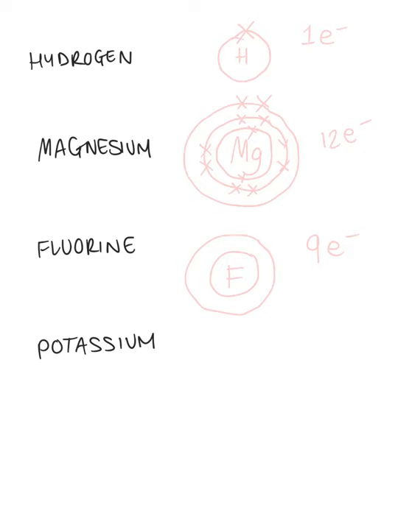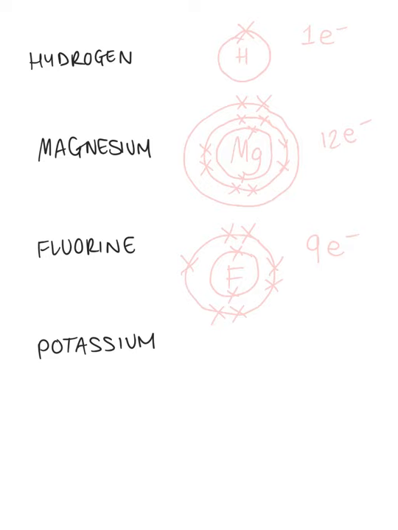Now fluorine is in group 7, so its outer shell will contain 7 electrons. 1, 2, 3, 4, 5, 6, 7. It means that if we have 9 electrons to place in the shells and we put 7 on the outside, 2 must go in the first shell. As you know, the first shell can only hold 2.